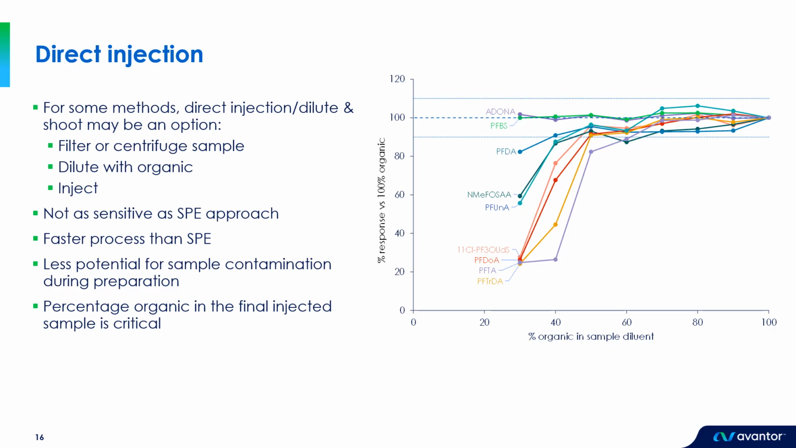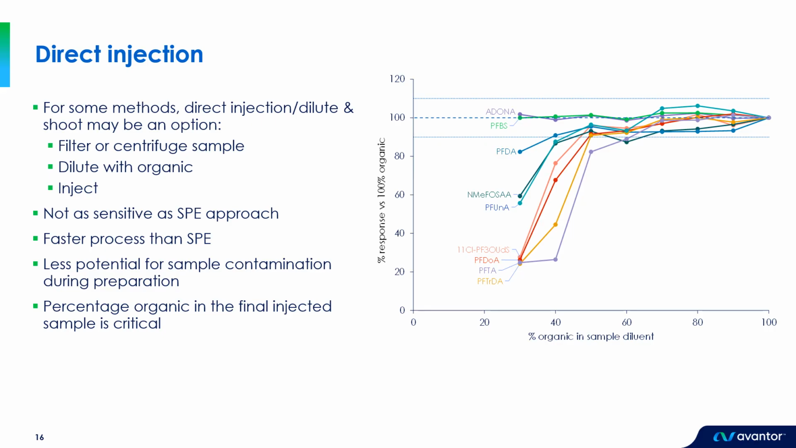However, one point I want to make about this sort of approach is that the percentage organic used in the final injection sample is absolutely critical. And this is shown on the graph here. So here we have a plot of the percent organic in the sample diluent versus the percentage response in 100% organic. And as you can see, above 60% organic in our sample diluent, methanol in this case, we generally see 90% of our expected response for most of our PFAS.